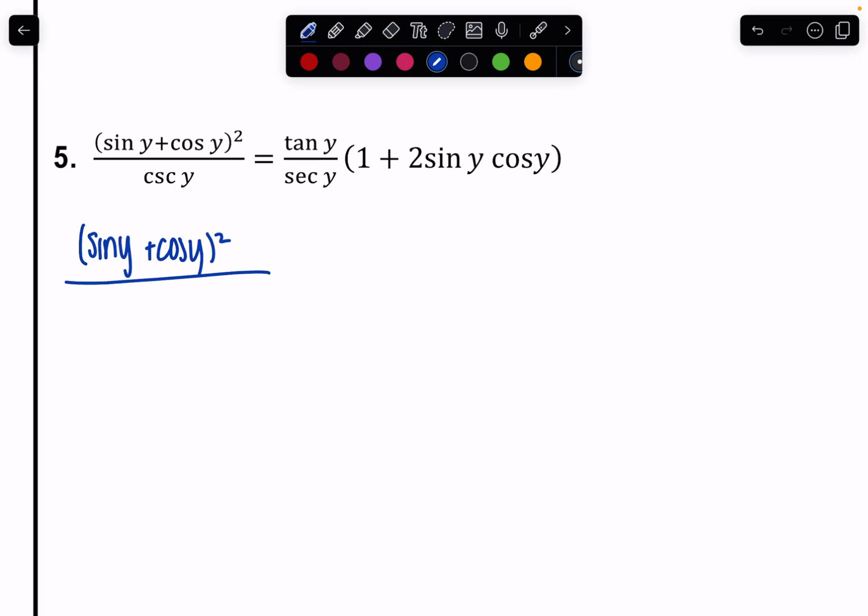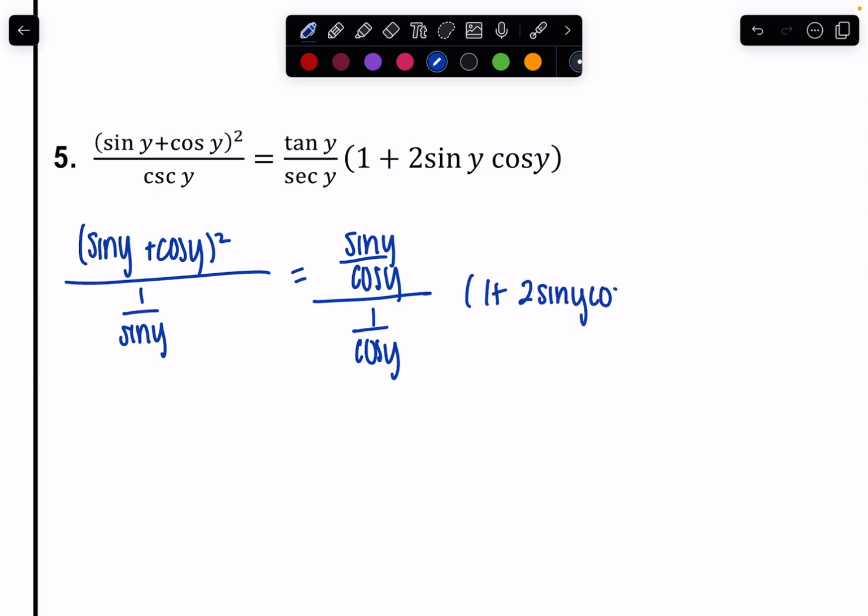Okay, so cosecant is the same thing as 1 over sine. So that first side of the equation is now all in terms of sine and cosine. It looks ugly. We'll get to it, okay? So then that's equal to tangent. Tangent is the same thing as sine over cosine, divided by secant, which is the same thing as 1 over cosine. And then that's getting multiplied by 1 plus 2 sine y cosine y. Okay, so this is what we have.